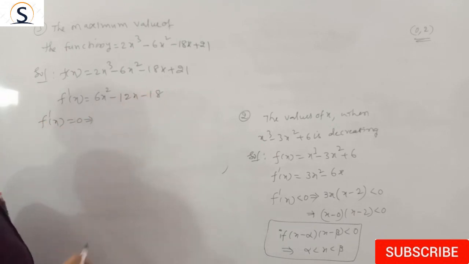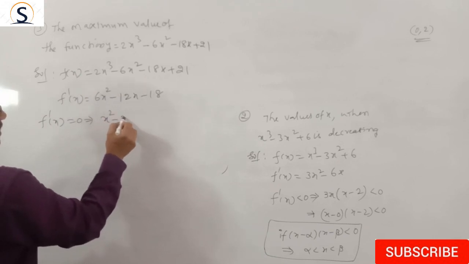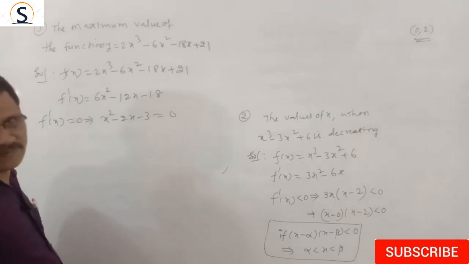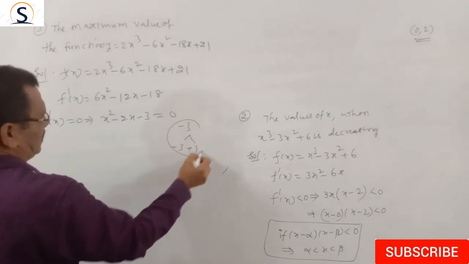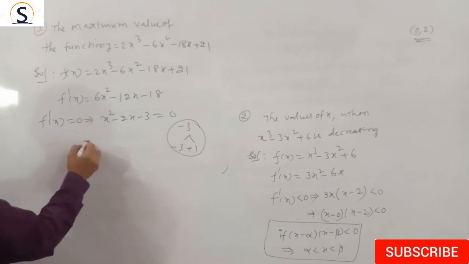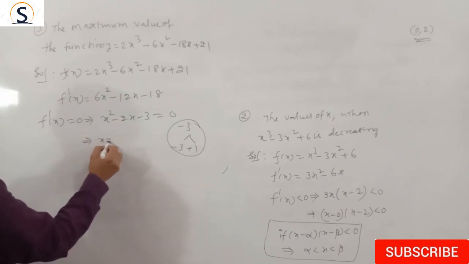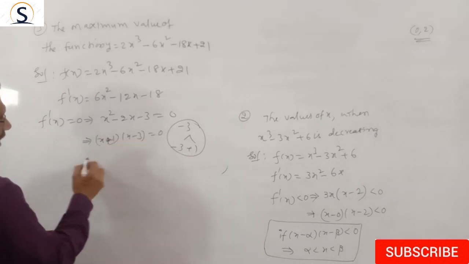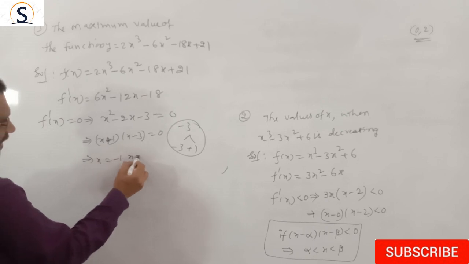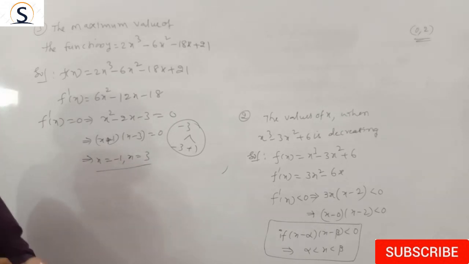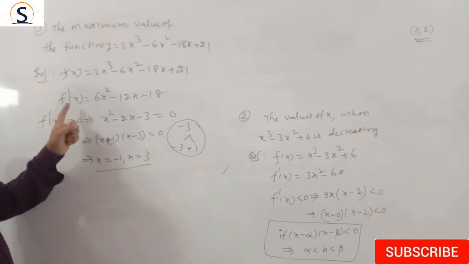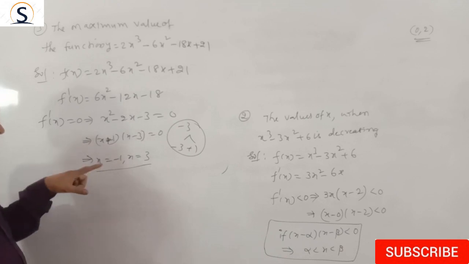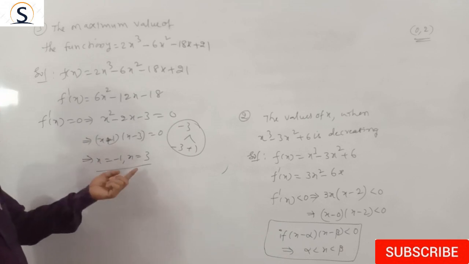That means dividing by 6 directly, it is x square minus 2x minus 3 equal to 0. So here minus 3, factors of 3 are 3 and 1, minus 3 plus 1. Therefore, x plus 1 into x minus 3 is equal to 0. That means x is equal to minus 1 and x is equal to 3. As in theory we have discussed, a1 comma a2, two values. Then we have to find out f double dash of x at x is equal to minus 1 and at x is equal to 3.